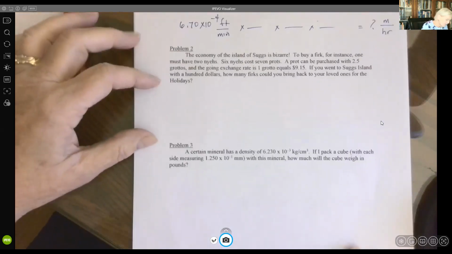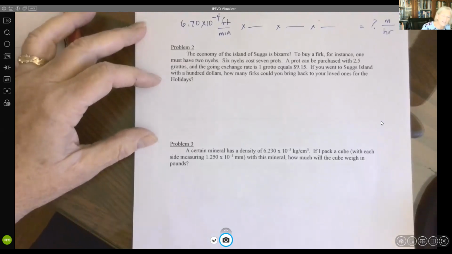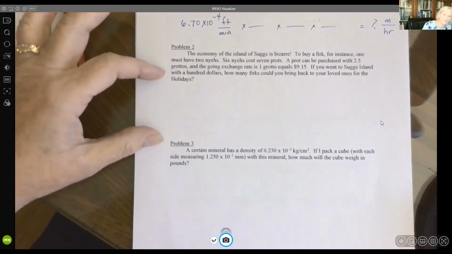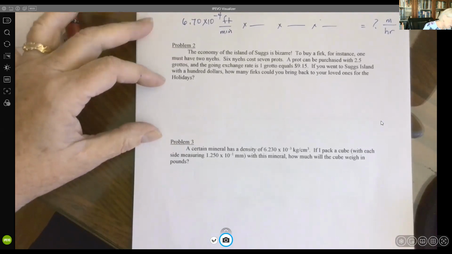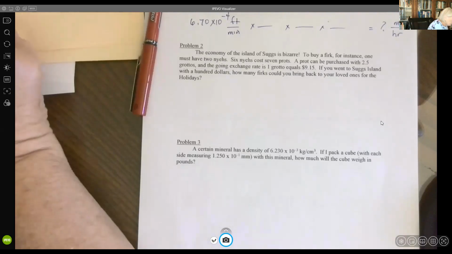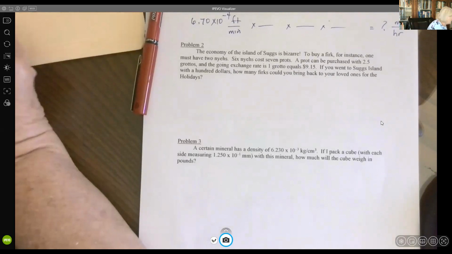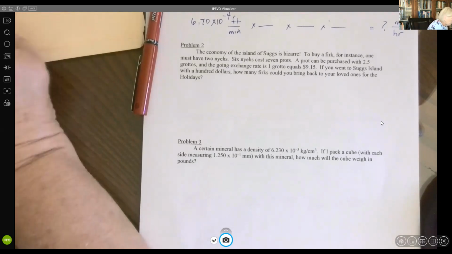This is just fun because they're all made up problems, and you have to find the equalities and set them up. This is an appropriate question for do you understand dimensional analysis? So how do we start this problem?